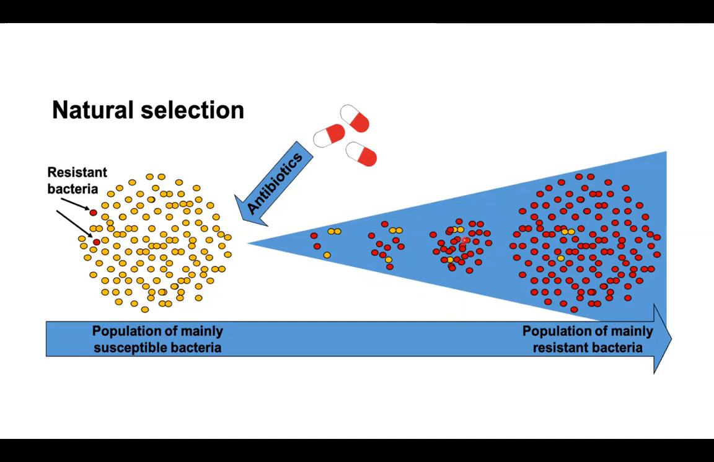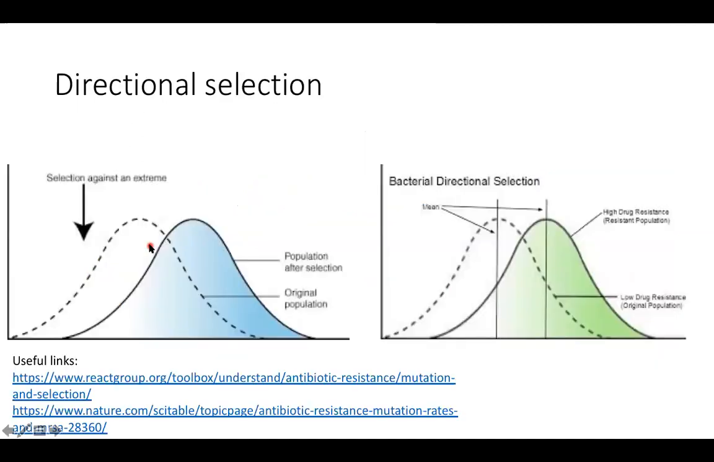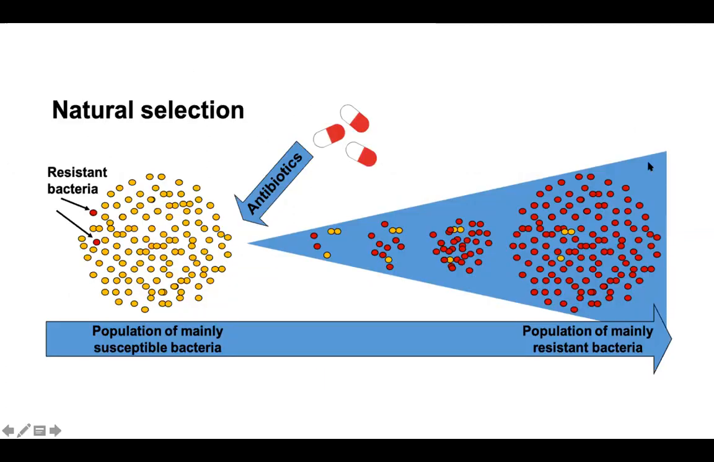And so the population of bacteria now primarily have got this mutant allele. So we've had a complete change in allele frequency from this population, to this population. Okay, so you've got a population of susceptible bacteria turning into a population of resistant bacteria. So you've had a change in that allele frequency. Okay, this is called directional selection.